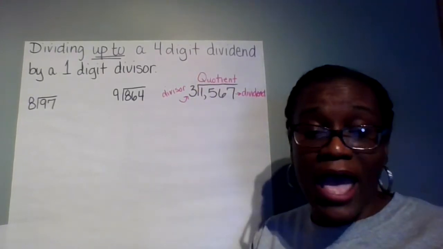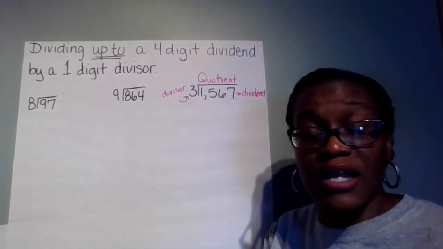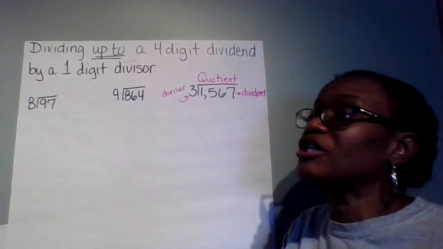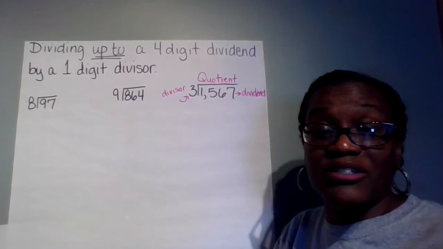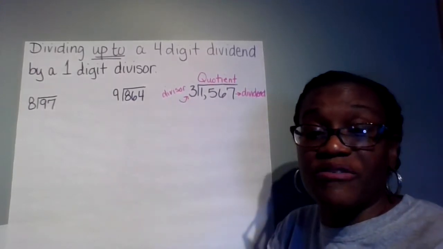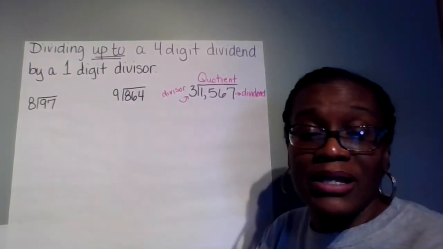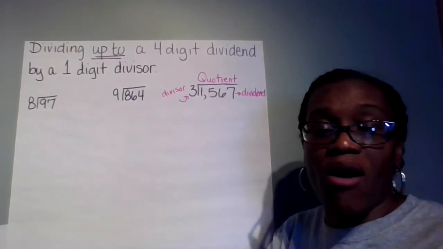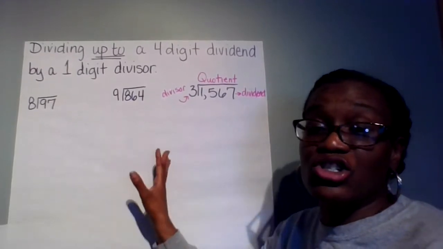So when they're asking your scholar during a state test or district test, which are our standardized tests, to find the quotient, they want to know the answer. If they're asking about the divisor, they're asking about the number that you're using to divide by. And if they're asking about the number inside the house, the number that's being divided, that is called the dividend. So now that we have that straight, let's jump in.